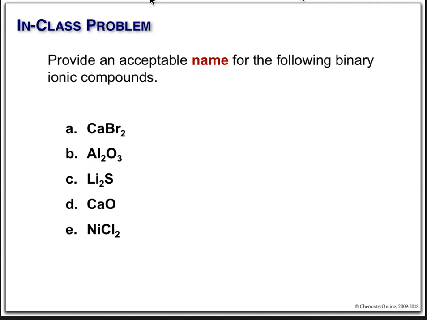Ca is calcium, that's our first word. The root is brome, and this is therefore calcium bromide. We did this guy, Al2O3. Al is aluminum, and that's our first word. This is oxygen. The root is going to be ox, and we add IDE. Aluminum oxide.